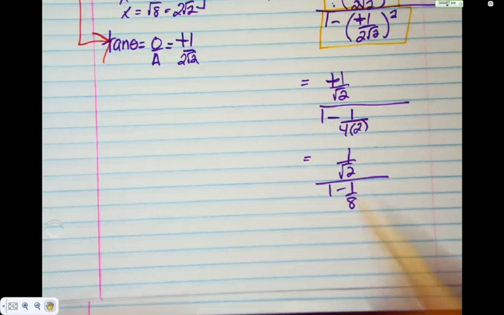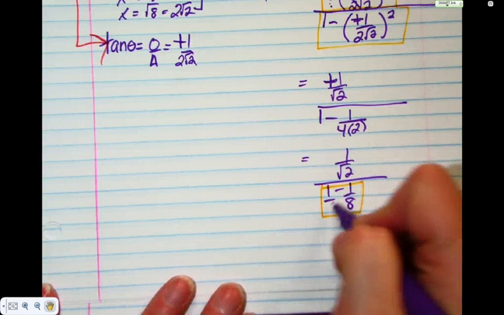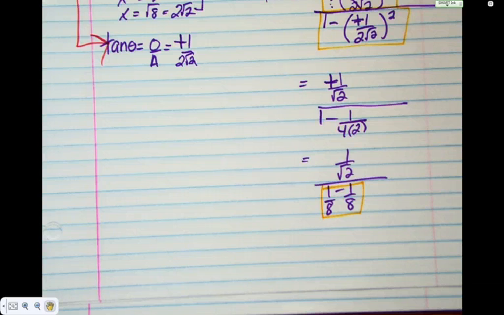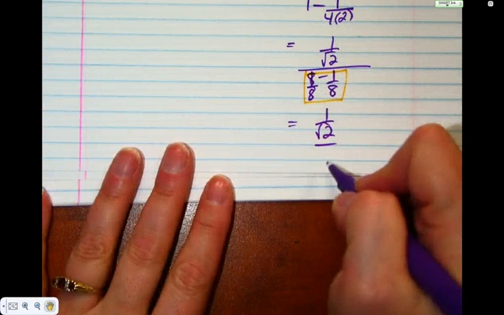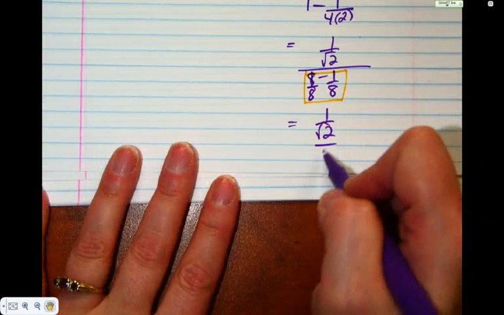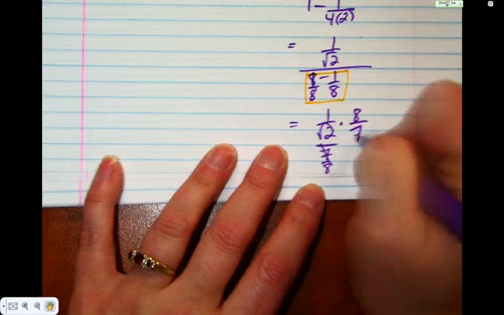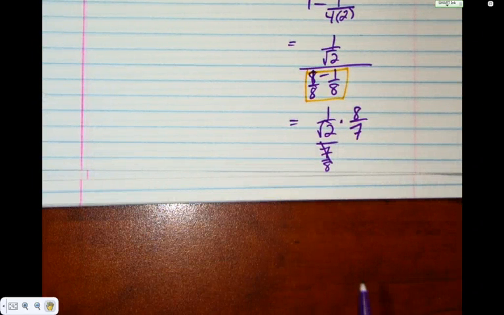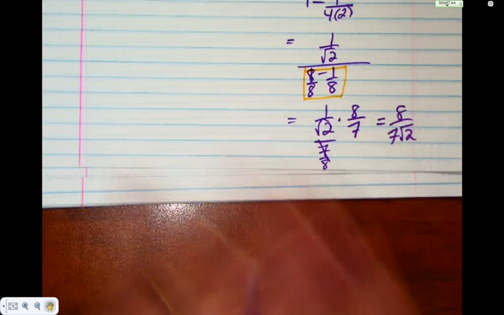I need to still take care of this bottom because it's not one single fraction yet. How do we subtract fractions? Okay, so if I want to make this a denominator of 8, what's going to happen to the top? Would also be 8. And when we subtract, we get 7 over 8. Agreed? Okay, how do we divide fractions? There's something satisfying about flipping a fraction. It just feels really good. Top times top, bottom times bottom. Offer of 8 over 7 root 2.